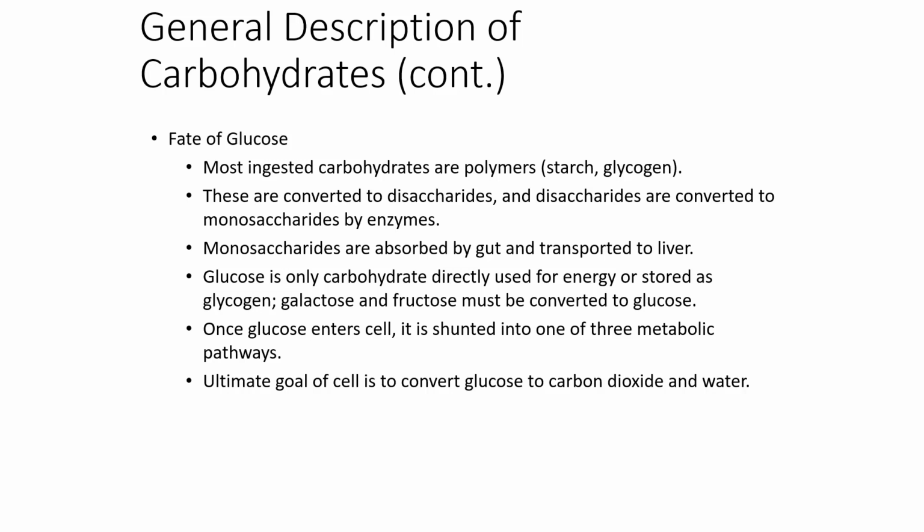Once glucose enters the cell, it's shunted into one of 3 metabolic pathways, and the ultimate goal of the cell is to convert glucose to carbon dioxide and water. Again, in that process, we end up with ATP, or adenosine triphosphate, our energy molecule.